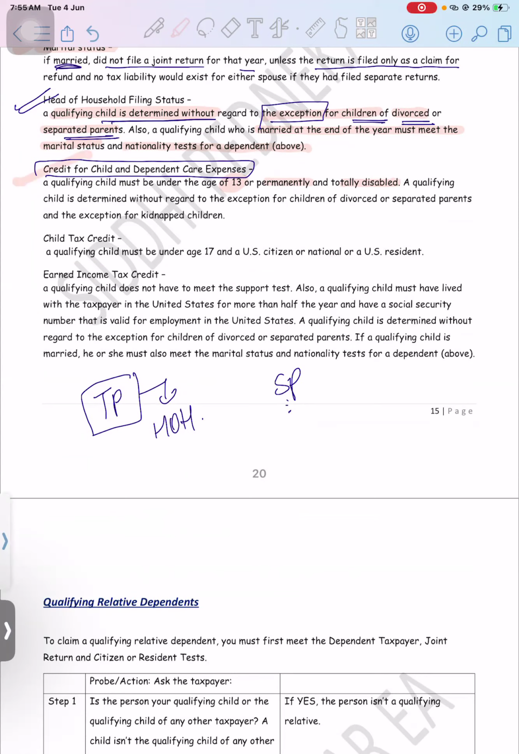Okay. Now for the child tax credit, the age limit is 17. Under 17 means I can say 16 or less. Here under 13 means 12 or less. Exactly 13 they will give you in the exam, so they are not eligible. Exactly 17 years they'll give you in the question, that is not eligible. Okay. Next is earned income credit. Yes. Any question?